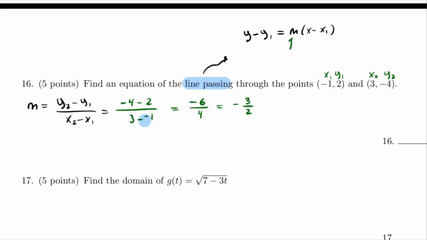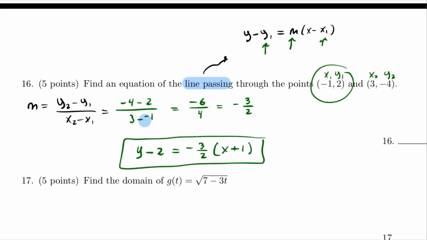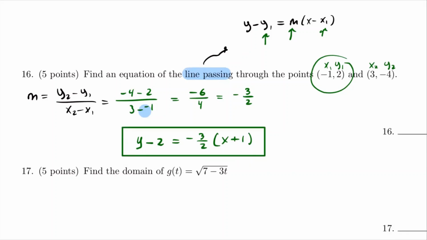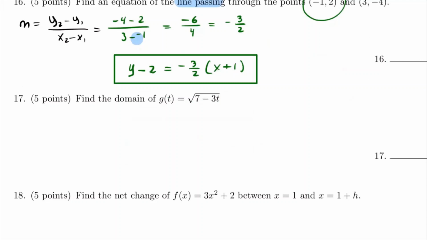So that's what I'm going to plug in right here. And then the point, you can pick either of them, either this or that. Whichever you like, it's fine. So I'm going to use this one because I already labeled x1, y1, so why not just put them right in here? So our equation of the line would be y minus 2 equals negative 3 over 2 times x minus negative 1, and of course double negative, you can turn that into a plus 1. So this is our equation of the line that passes through these 2 points. All right, let's move on to the next problem.